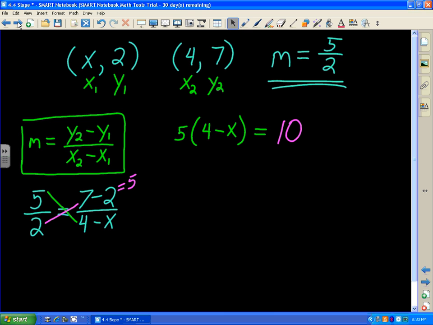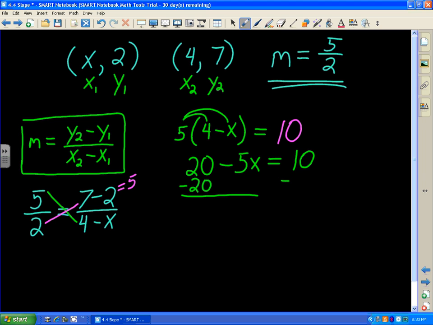So now you have to solve for x here. Use the distributive property. 5 times 4 is 20. 5 times, remember, that's a negative x. So 5 times negative x, positive times a negative is a negative, and 5 times x is 5x. That's equal to 10. Trying to solve and get x by itself. In order to do this, you have to subtract 20 from the left side, subtract 20 from the right side. 20 minus 20 will cancel out and give you 0. You're left with negative 5x, and that's equal to 10 minus 20, which is negative 10.